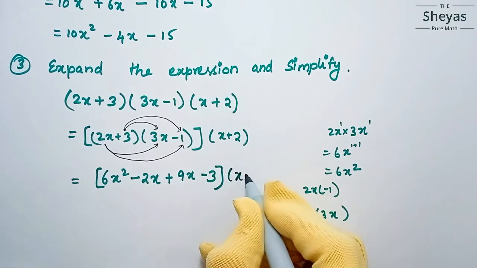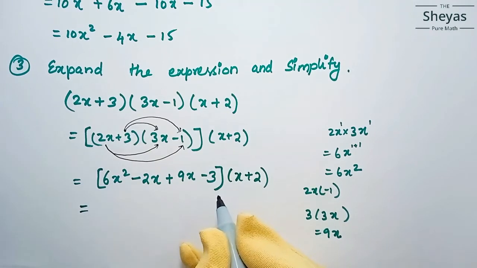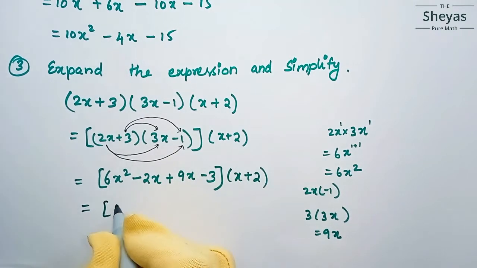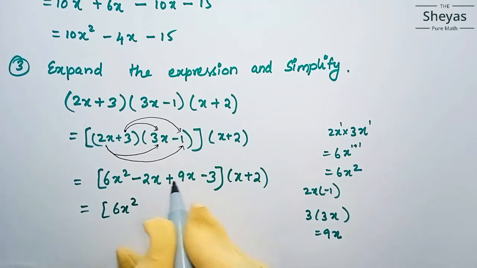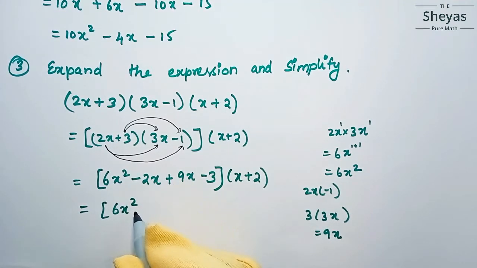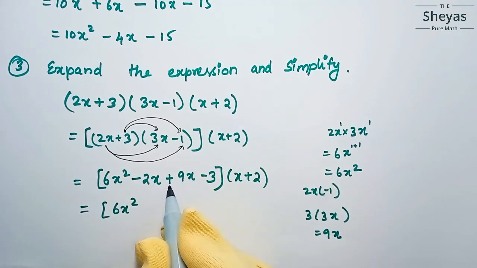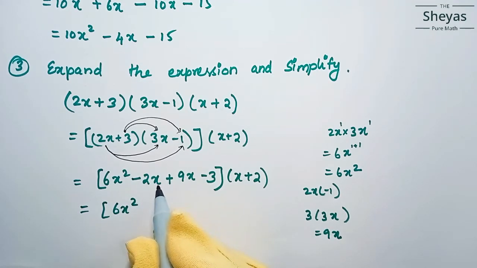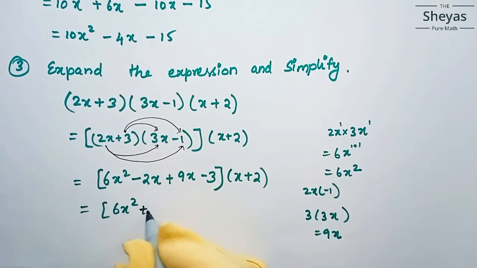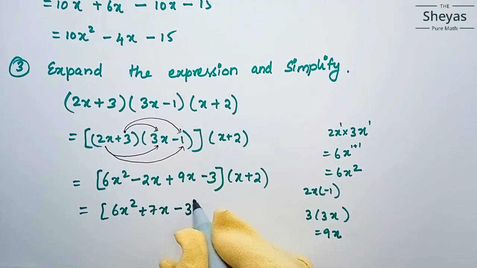Now the remaining expression is x plus 2. Keep it as such, and after calculating this bracket, you can multiply that also. So 6x square, write as such because you don't have any other x square term. Now minus 2x and 9x are like terms, so you can add or subtract that. Since you have different signs, you can subtract that. So minus 2x plus 9x is plus 7x. Then only one constant you are having, write down as such, minus 3.